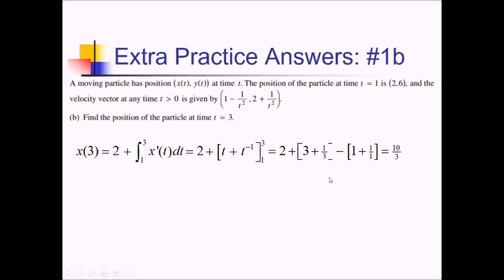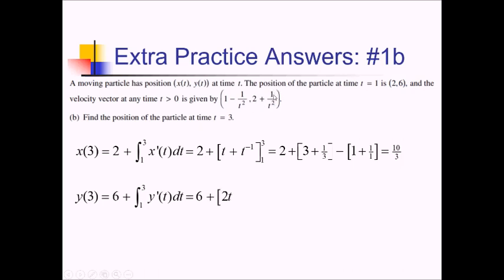Now we want to find the y value also at time 3. Y of 3 is going to equal the y value at time 1, which was 6, plus the integral from 1 to 3 of y prime of t dt. So we've got 6 plus, and now the antiderivative of the y prime here, that's going to be 2t.